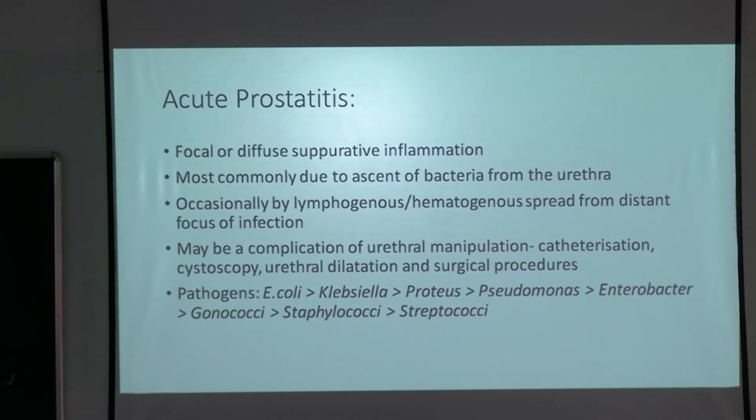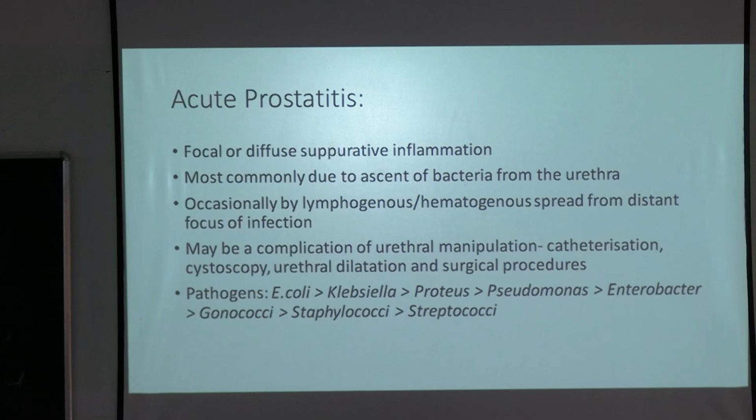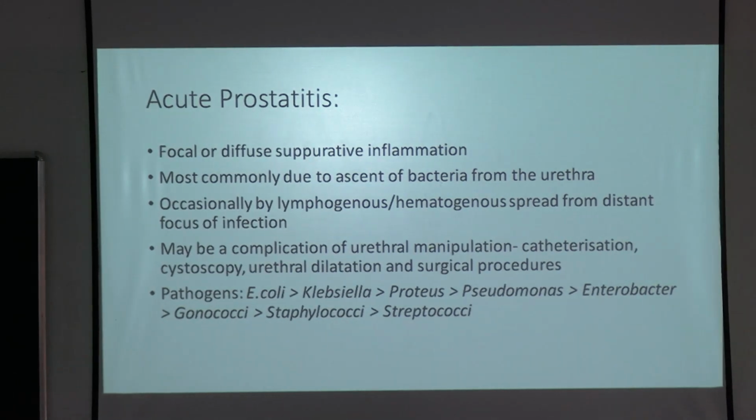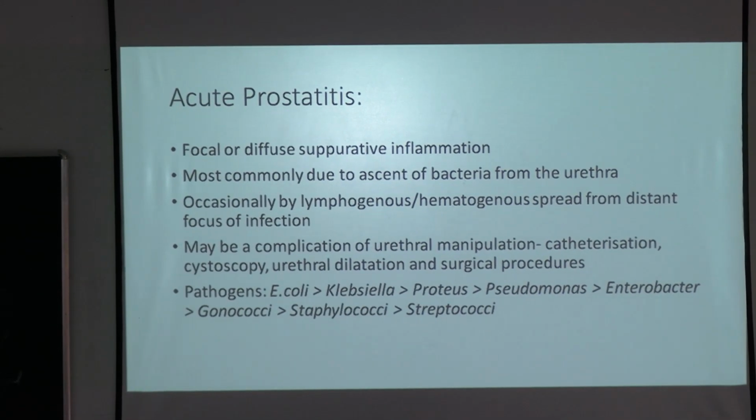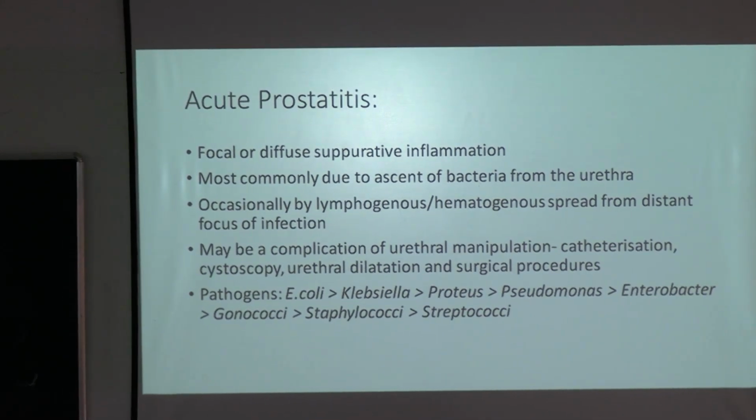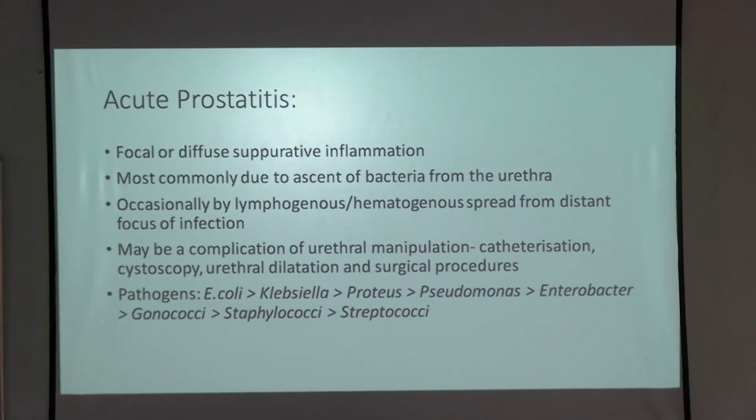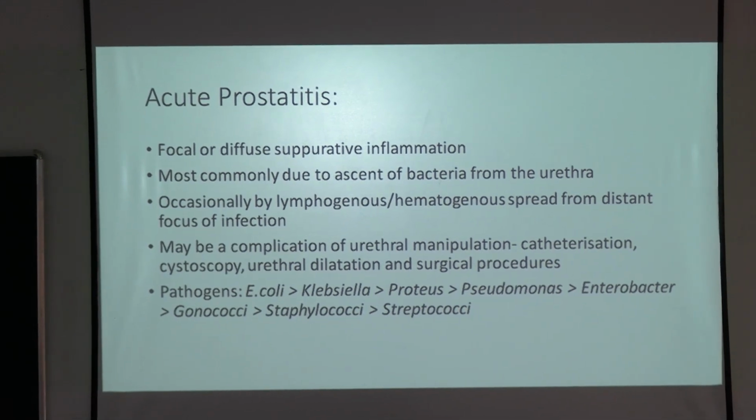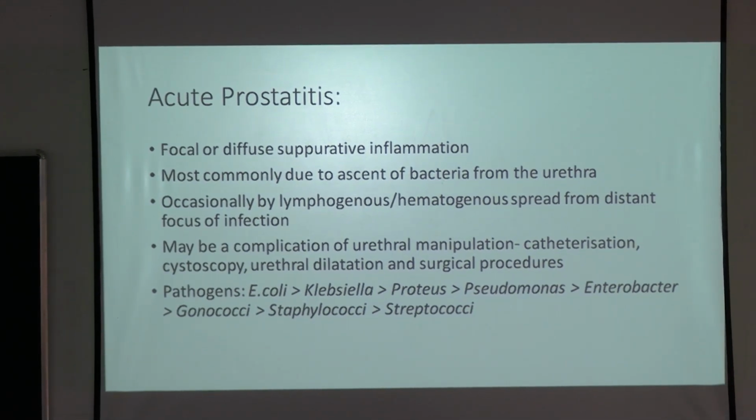It is most commonly due to the ascent of bacteria from the urethra, okay? So mainly due to urinary tract infection, okay? The bacteria may ascend but it will never descend, okay? Like from kidney, urinary bladder, the infection might not spread down, okay? So now occasionally by lymphogenous or hematogenous spread or from distant focal infection, like some distant site is having an infection, from there the infection is coming to the prostate. It is a very rare case, okay?